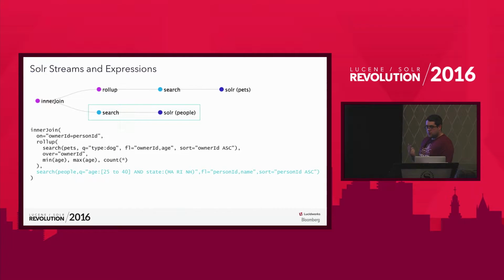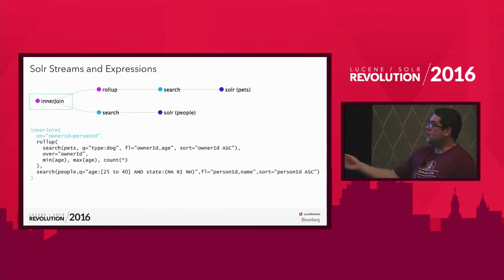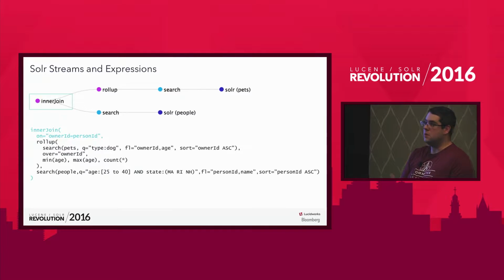All right, so now we have two streams of data coming through, people and our pets. And then we can join those together. It's called inner join because it really is like a database join kind of thing. And we're just joining on where the owner ID in the first stream equals the person ID in the second stream. And then the end result of that is a tuple that has the owner name and then all of the rolled up information about their pets.